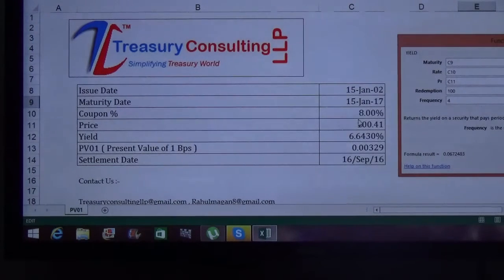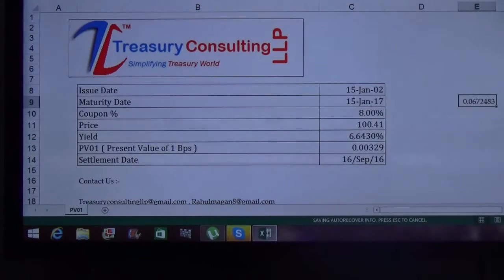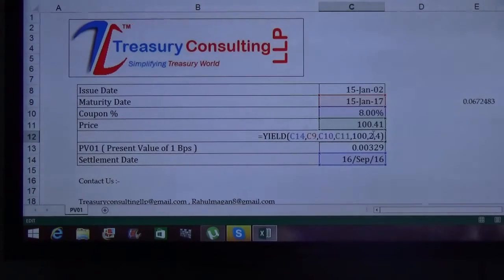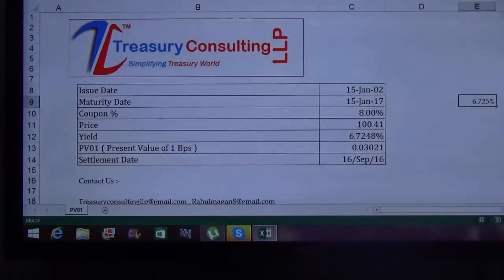Then we take the basis, and the basis we assume at 4, right? And then we press enter. Now we got this number, which is 6.72. Before that, let me change this to 4. Okay, now you got it, 6.7248. If we convert this into percentage, with just 2 decimals here, you will get to know.